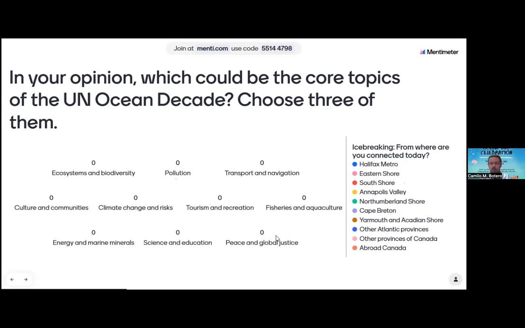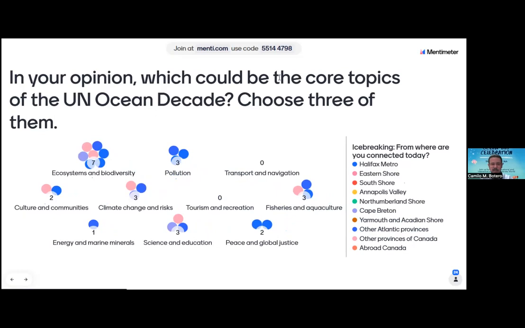Then please go to your phone, the same instruction as before, and please choose three options about which could be the most important topics that the UN should highlight about the oceans. We have many options: ecosystem and biodiversity, pollution, transport and navigation, culture and communities, climate change and risk, tourism and recreation, fisheries and aquaculture, energy and marine minerals, science and education, peace and global justice. Choose three of them and please submit your answer.